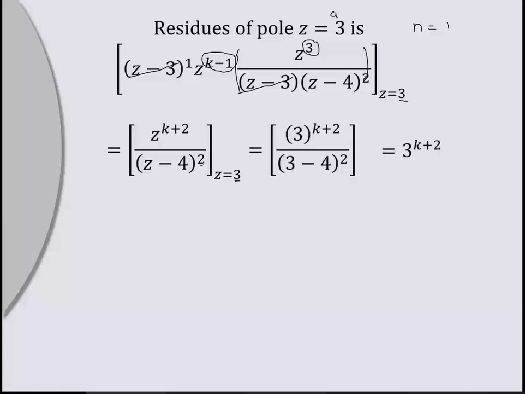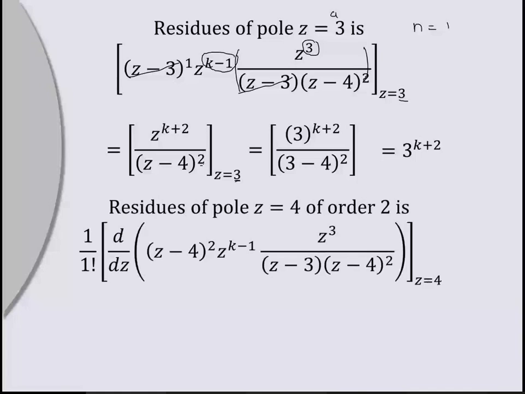Okay. Now find the residue at z equal to 4 of order 2, so n is 2 here and a is 4. So it is 1 upon 2 minus 1 factorial, d raised to 2 minus 1 by dz raised to 2 minus 1, 2 minus 1 is 1, of z minus a raised to n, that is z minus 4 raised to 2, into z raised to k minus 1, z cube upon z minus 3 into z minus 4 square at z equal to 4. Now this z minus 4 and this z minus 4 get cancelled.